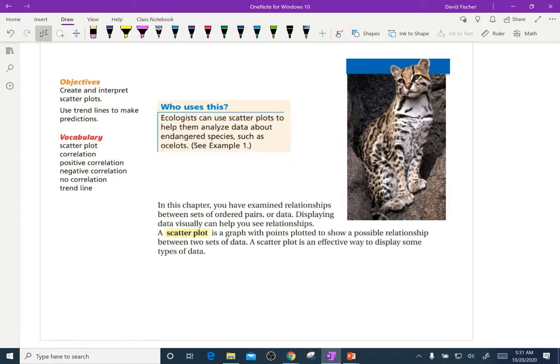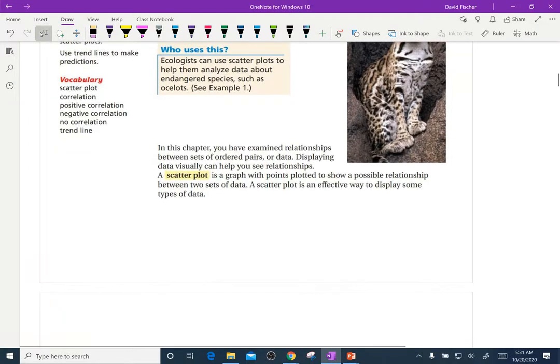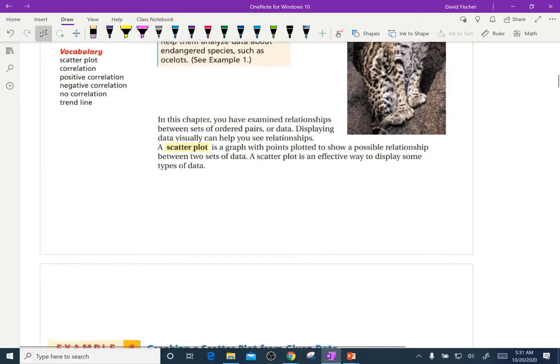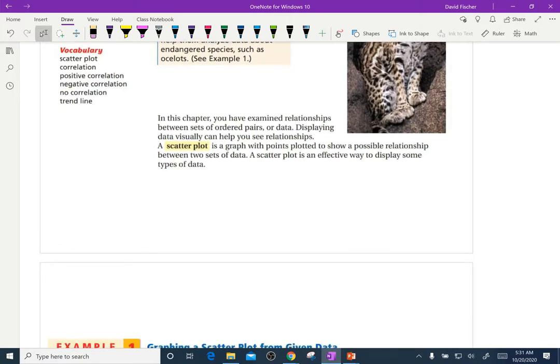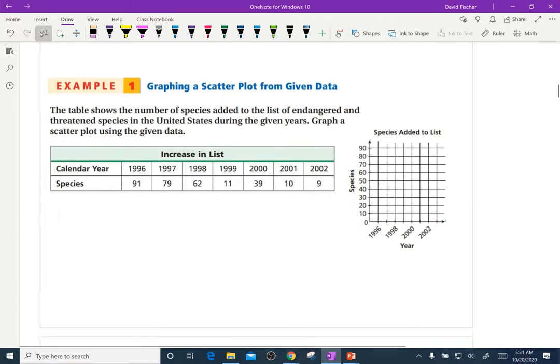Ecologists can use scatter plots to help them analyze data about endangered species such as ocelots, I think is how you say that. In this chapter, you have examined relationships between sets of ordered pairs or data. Displaying the data visually can help you see relationships. A scatter plot is a graph with points plotted to show possible relationships between two sets of data. A scatter plot is an effective way to display some types of data. And so here we are doing our first scatter plot.